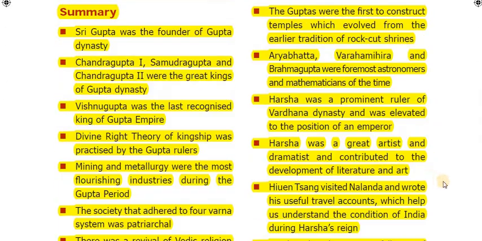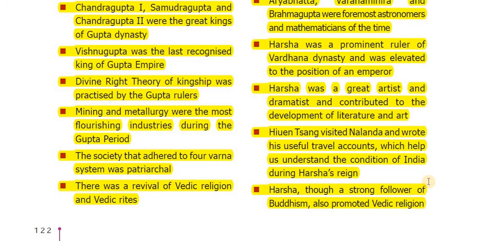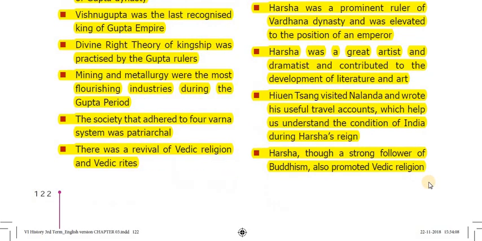Summary. Sri Gupta was the founder of the Gupta dynasty. Chandragupta I, Samudragupta, and Chandragupta II were the great kings of the Gupta dynasty. Vishnugupta was the last recognized king of the Gupta Empire. The divine right theory of kingship was practiced by the Gupta rulers. Mining and metallurgy were the most flourishing industries during the Gupta period.